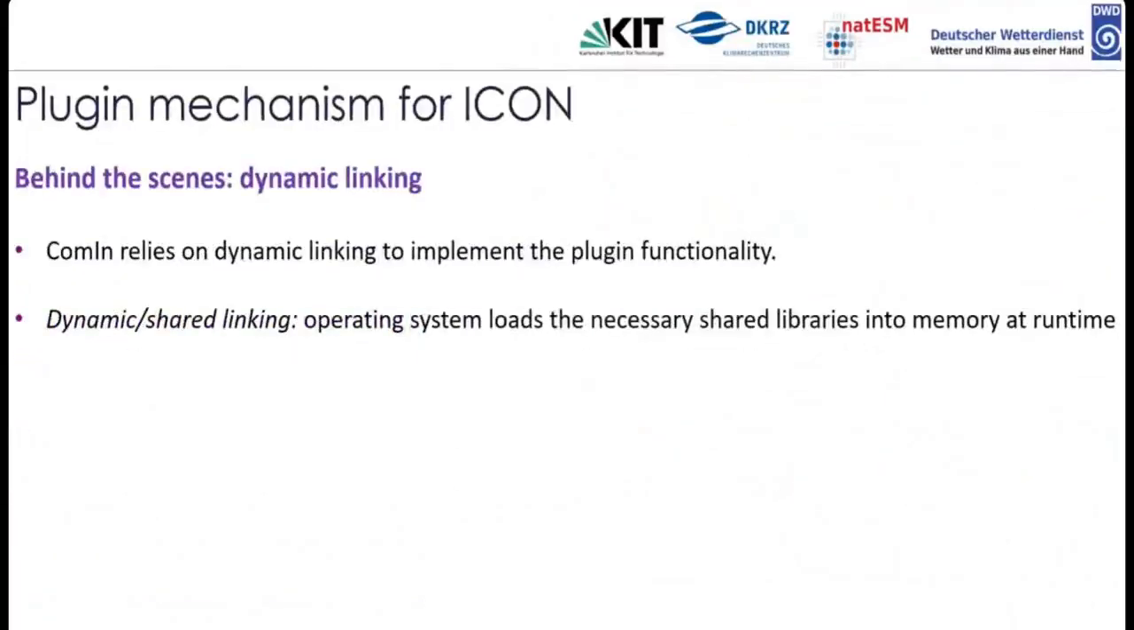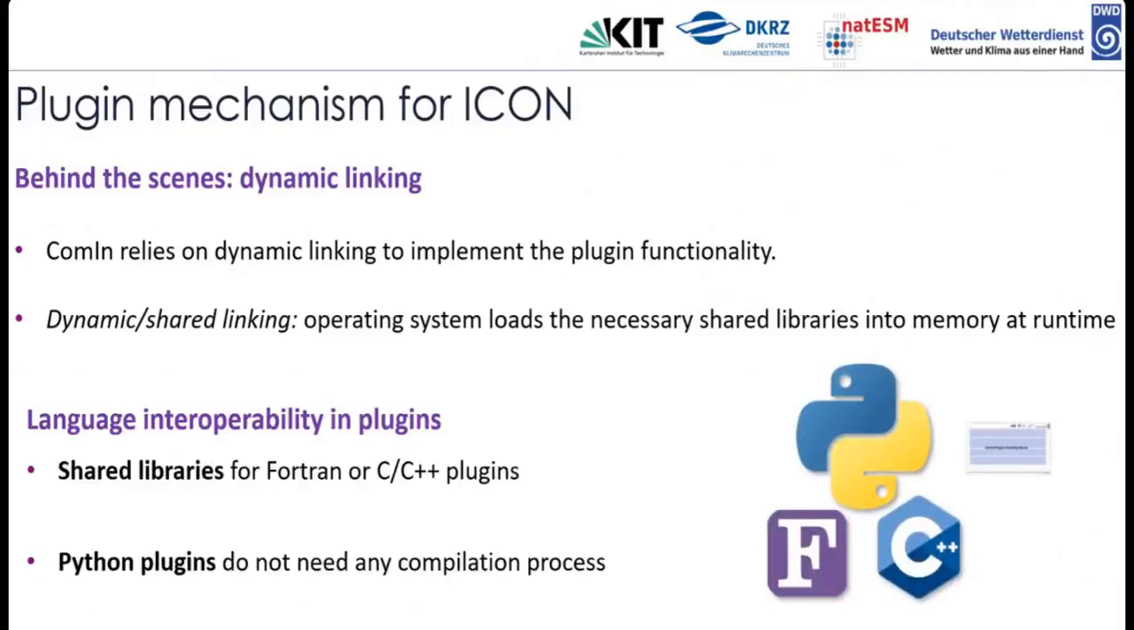ComIn relies on dynamic linking for this plugin mechanism. It means that the shared library built from plugins is loaded into memory at runtime. In ComIn, we support language interoperability for plugins. So the plugins can be written in Fortran, C, C++, and Python. If you are working with Fortran or C++, you need to build a shared library of your plugin. But for Python plugins, there is no need for any compilation or building process.